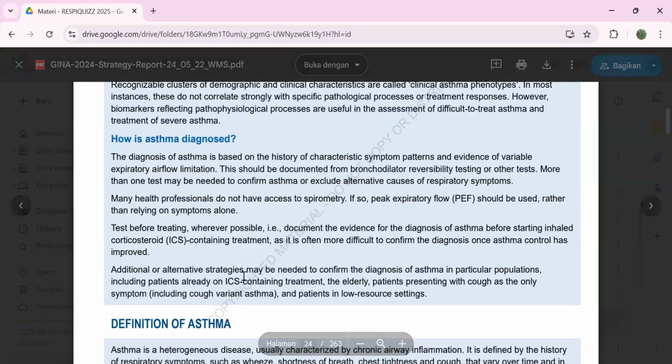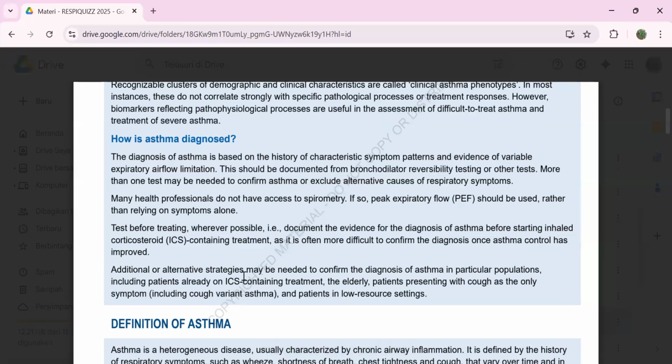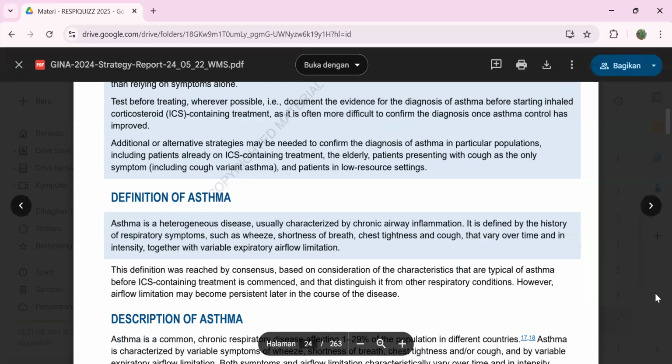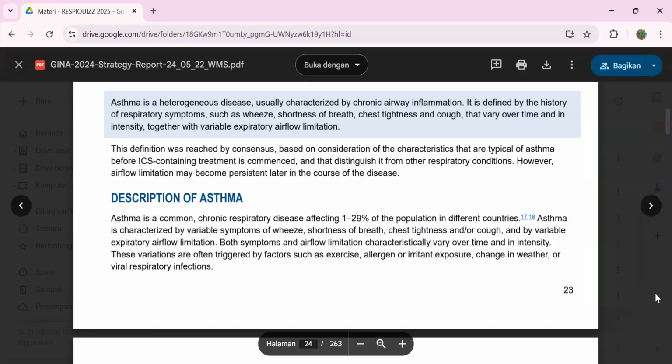Definition of asthma. Asthma is a heterogeneous disease, usually characterized by chronic airway inflammation. It is defined by the history of respiratory symptoms such as wheeze, shortness of breath, chest tightness, and cough that vary over time and in intensity, together with variable expiratory airflow limitation. This definition was reached by consensus based on consideration of the characteristics that are typical of asthma before ICS-containing treatment is commenced, and that distinguish it from other respiratory conditions. However, airflow limitation may become persistent later in the course of the disease.